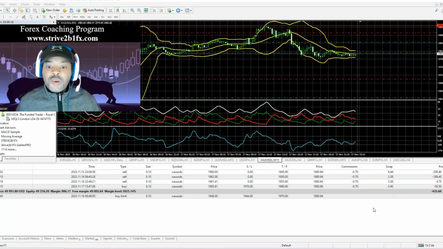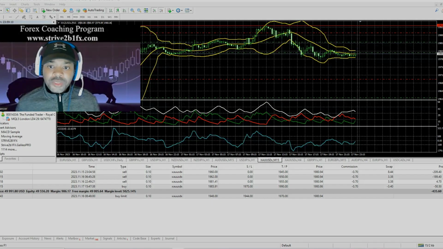One of the things I wanted to point out is that last week, gold is no longer in correlation with the US dollar. This happens with gold every now and then, where it all of a sudden just wants to break away from the US dollar. And I can kind of show you guys what I mean with that.